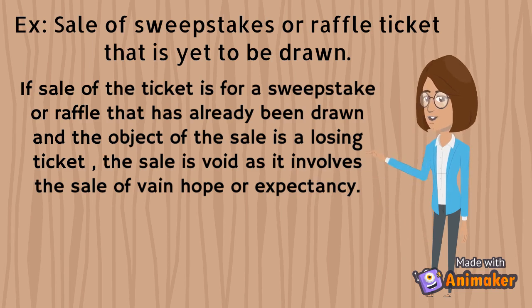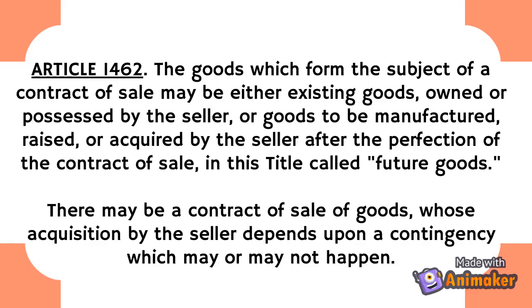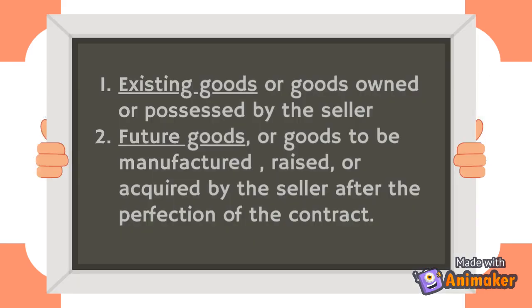Article 1462. The goods which form the subject of a contract of sale may be either existing goods owned or possessed by the seller, or goods to be manufactured, raised, or acquired by the seller after the perfection of the contract of sale, and this is called future goods. There may be a contract of sale of goods whose acquisition by the seller depends upon a contingency which may or may not happen. Goods which form the subject of a contract of sale may be either existing goods owned or possessed by the seller, and future goods, or goods to be manufactured, raised, or acquired.